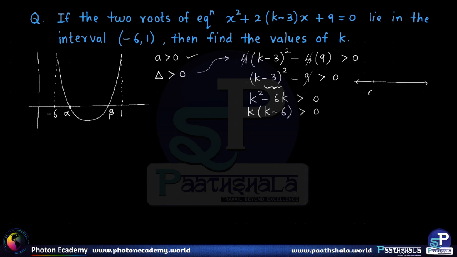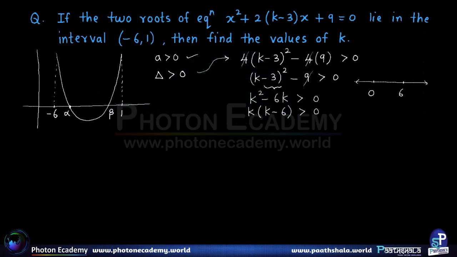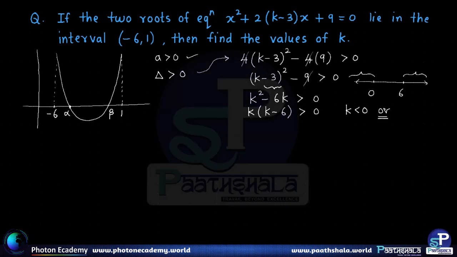And so if we plot the two corresponding values, since we want the product to be positive, either k has to be greater than 6 or k has to be less than 0. So therefore let's write down that condition: k less than 0 or k is greater than 6. So this is the first restriction that we obtained on k. Now let us see what else we have to say.